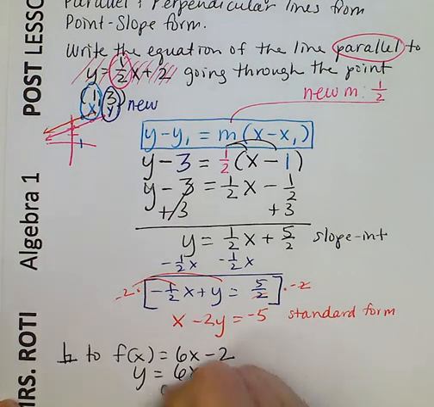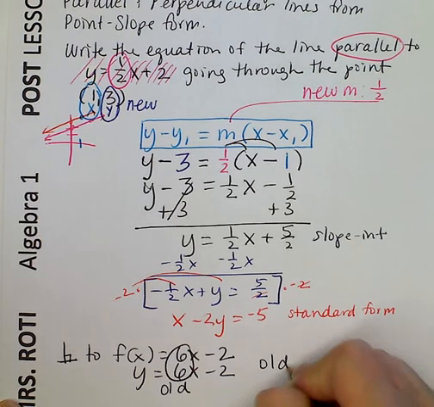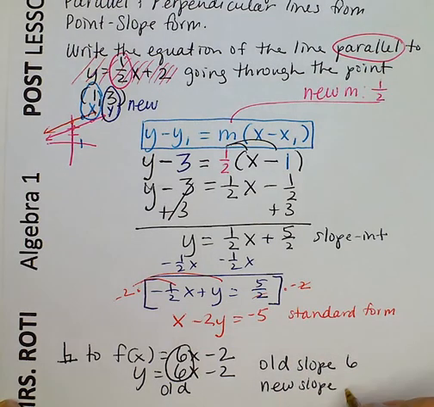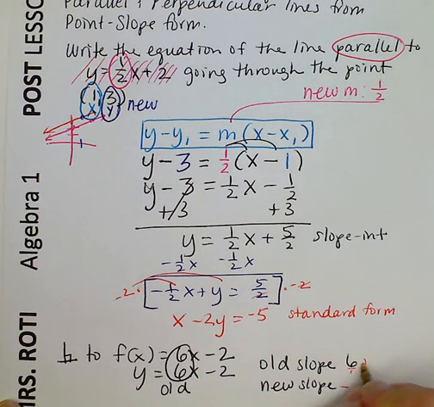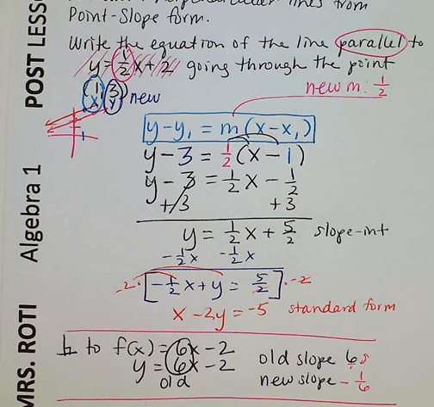So remember, if this is the old equation, then the old slope would be 6. So the new slope would have to be the opposite and the reciprocal. And then you'd plug it in a very similar fashion. They'd have to give you an x and a y, and you'd be off and rolling.